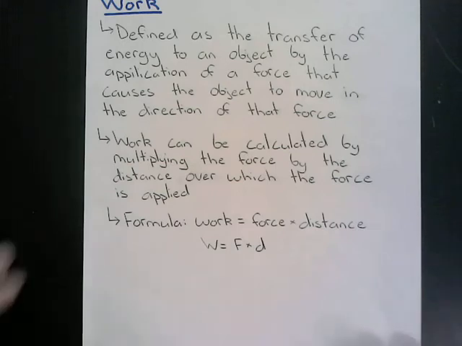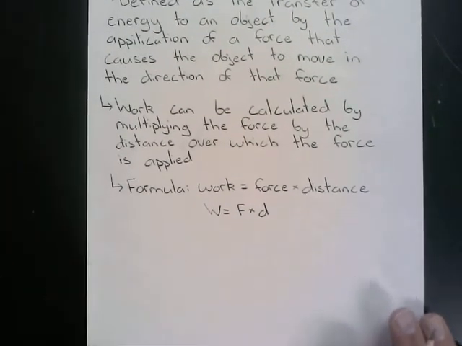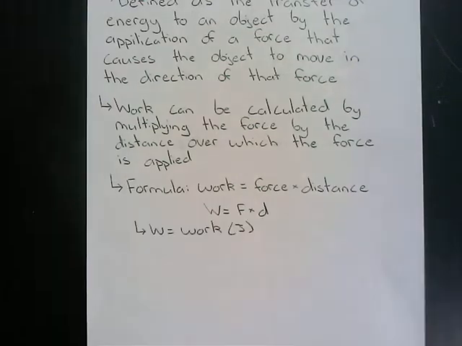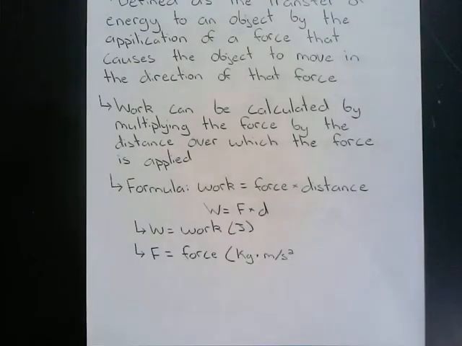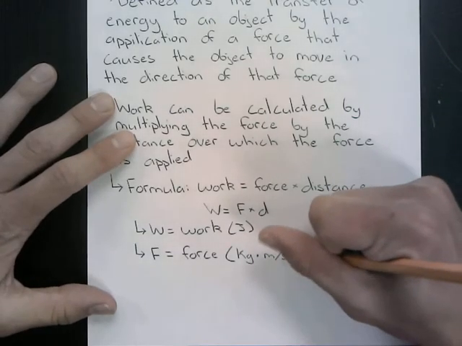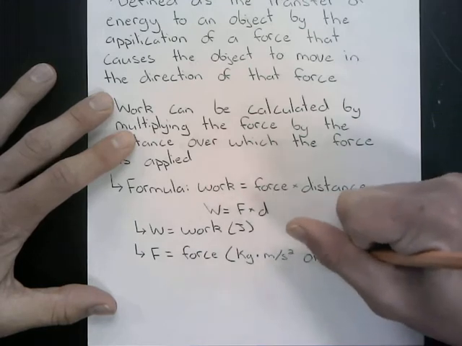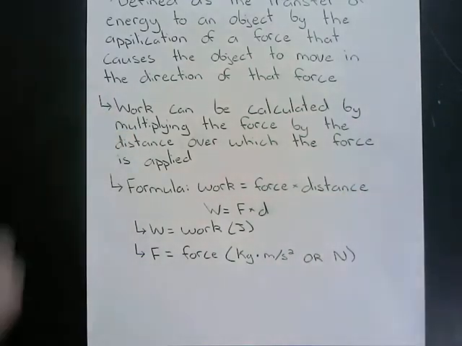Now, with this formula, each of these variables has a unique unit. The W stands for work, and it is in the unit of joules. F is for the force, and it is in kilogram meter per second squared, or you could call this same unit 1 Newton. And then the D for distance is going to be in meters.